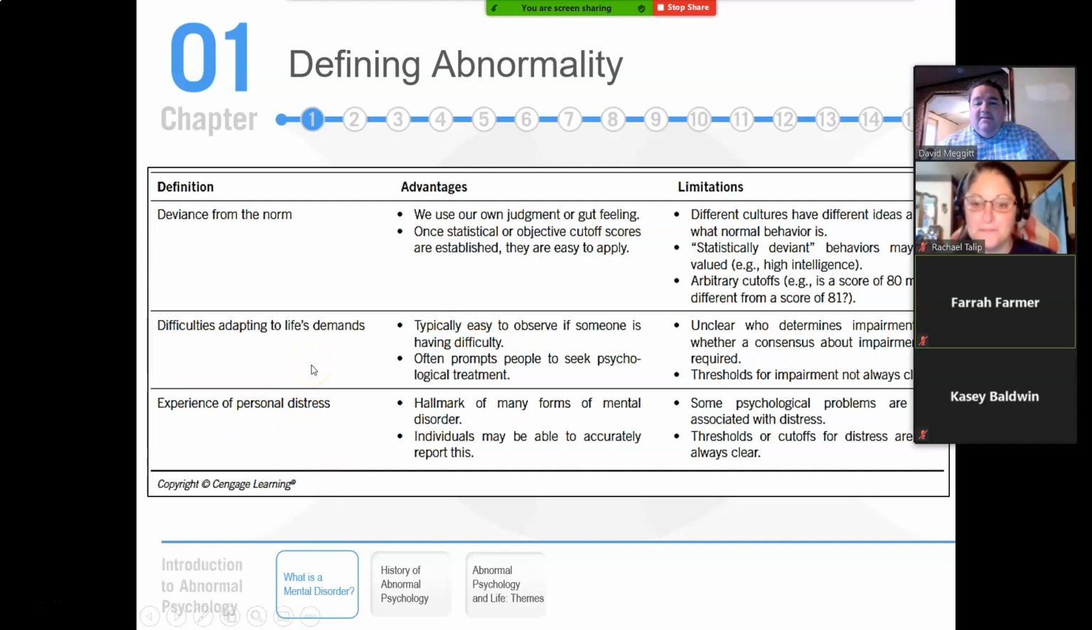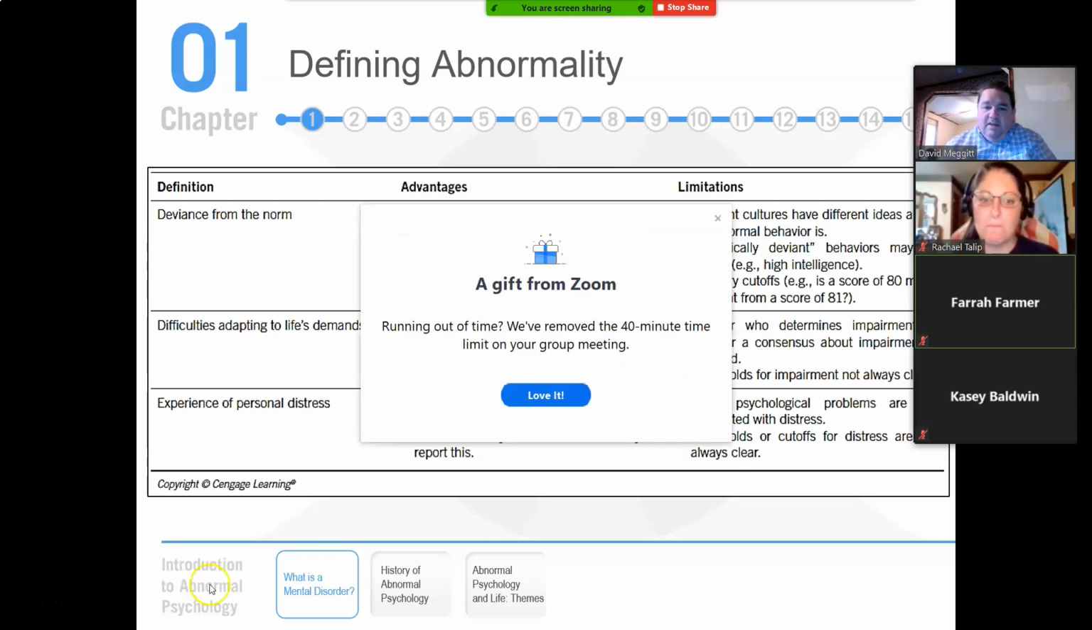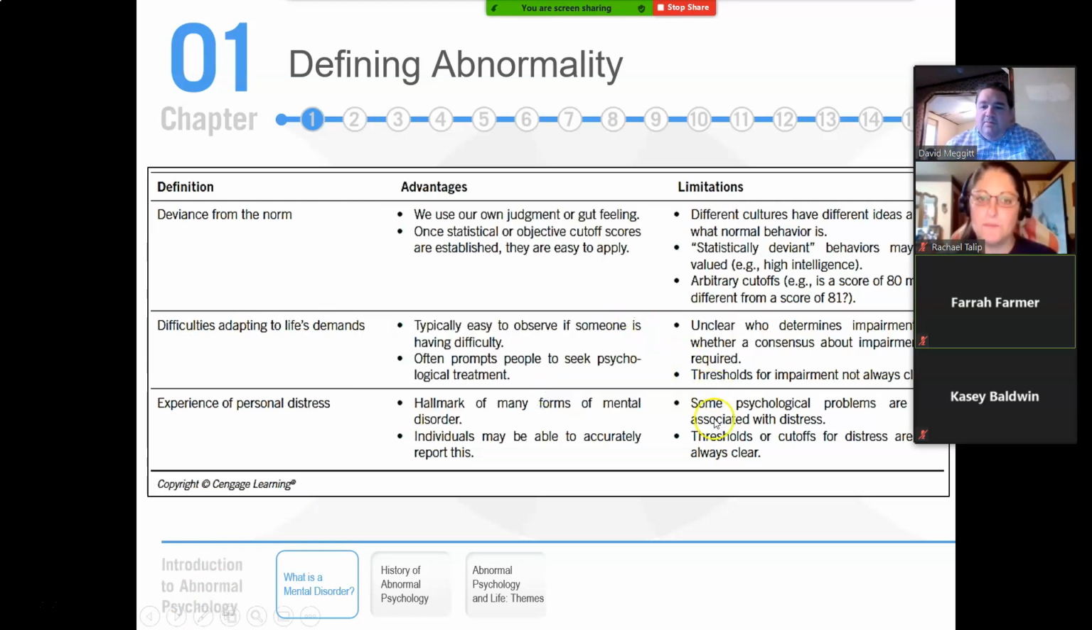Difficulties adapting to life's demands. So when people get into a position such as going to school, right? Sometimes you did really well in high school, but now you get to college and you're working a job, maybe you have children. There's a lot of stuff going on in your life, and what used to be simple is a lot more difficult. And so going to school now as a young adult or even a non-traditional student becomes a little bit different. If we don't adapt to that, then that could lead to being abnormal or having an abnormal experience. And then finally, experience of personal distress.